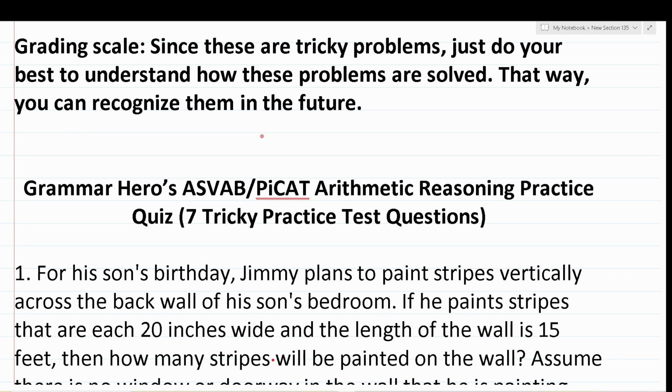Finally, I want to point this out. Since these problems are considered very tricky, just do your best to understand how to solve these problems. That way you can recognize them in the future. In other words, don't say, I only answered 2 out of 7 correctly, I'm not going to pass this test. Again, these are very difficult and tricky word problems. Your odds of seeing these 7 questions back to back on the test are basically 0.